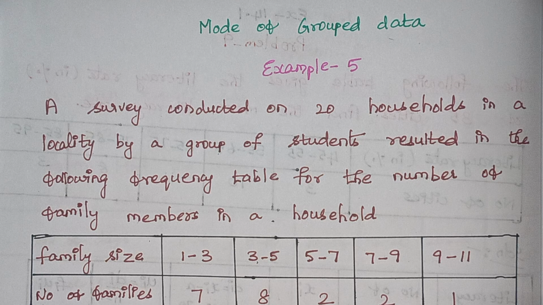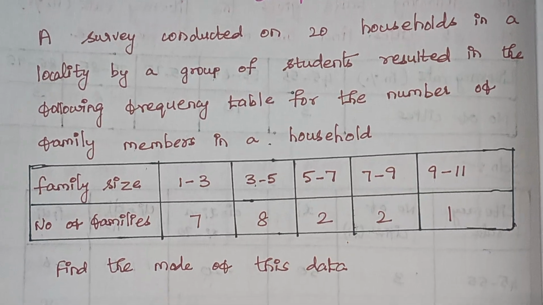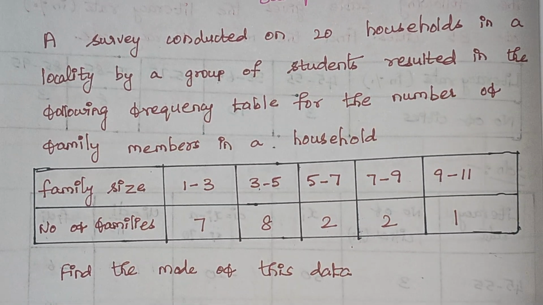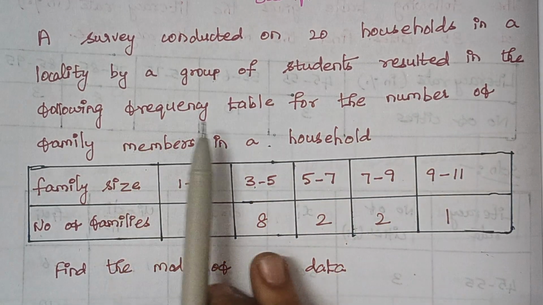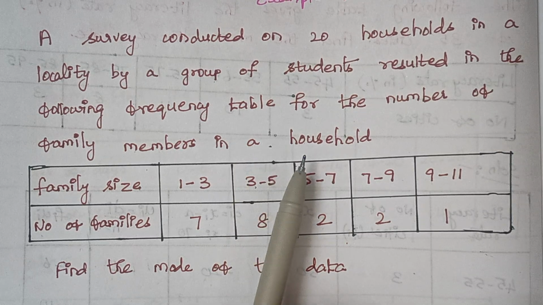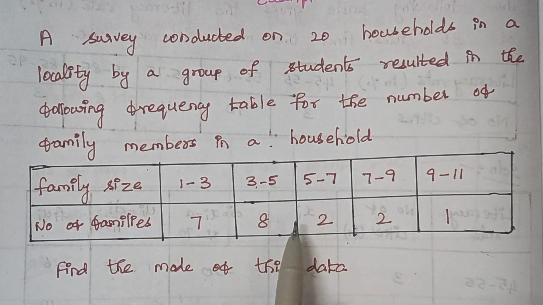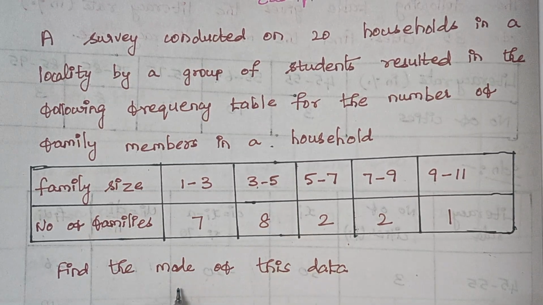Today we are going to solve example 5 in chapter 14. The topic is mode of grouped data. The problem is: a survey conducted on 20 households in a locality by a group of students resulted in the following frequency table for the number of family members in a household. So here this is the given tabulation. For this data we have to find the mode.